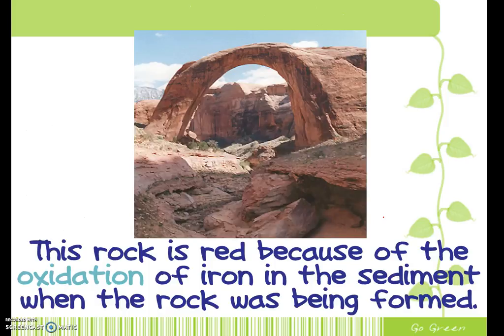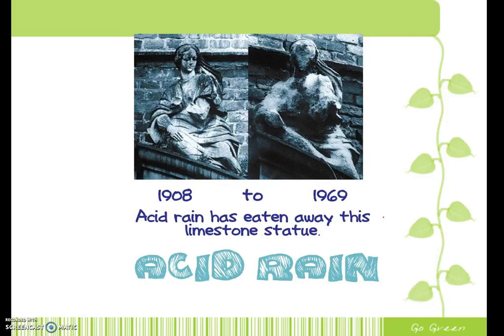Here's another example of chemical weathering through rusting. In this case, it can also be called oxidation. The oxygen, that's where the word oxidation comes from, reacts with water and turns the rock red. Here's a great example, on a rock statue, of how acid rain has eaten away at this limestone. Limestone can react with the acid in the rain, and so this statue of a woman, in just about 60 years, becomes almost unrecognizable because of the acid rain.